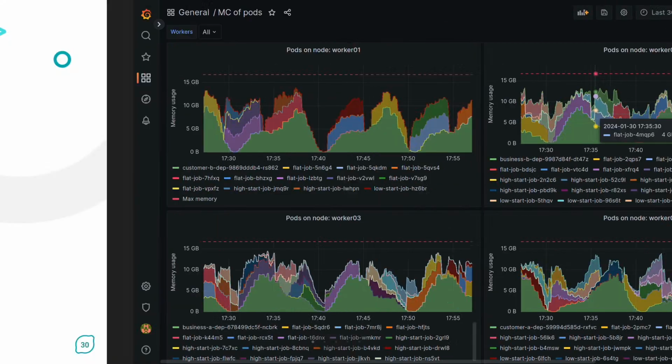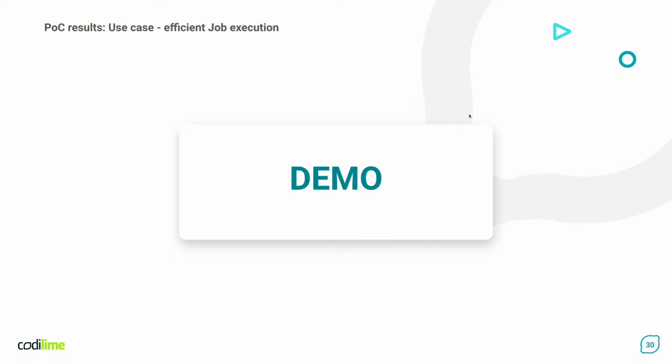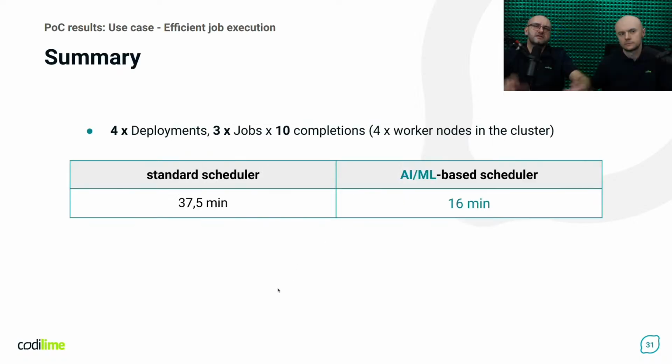And back to our presentation, we have a table, but this time for 10 pods for the completion of particular jobs. When we use our scheduler for the completion of those jobs, we require 16 minutes, and using the standard scheduler, 37 minutes. So in that particular case, 2.5 times faster.